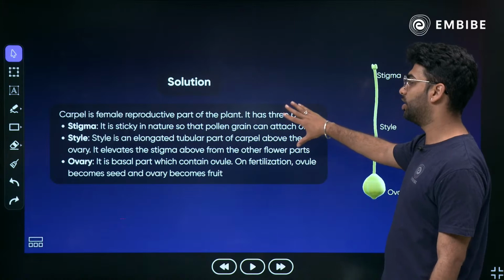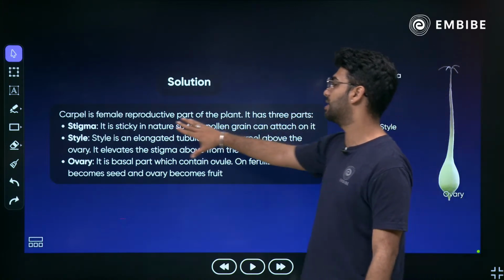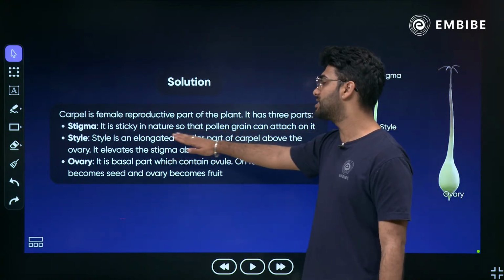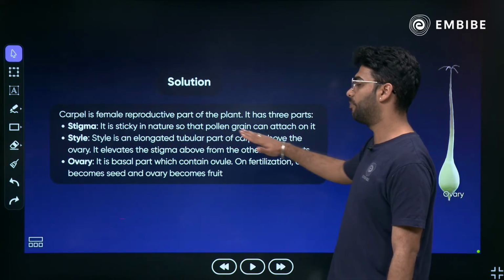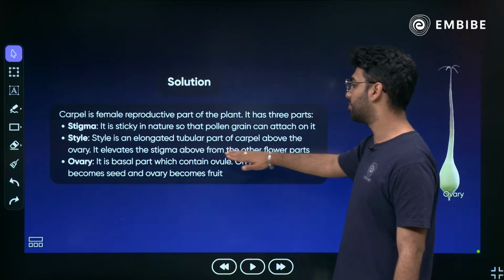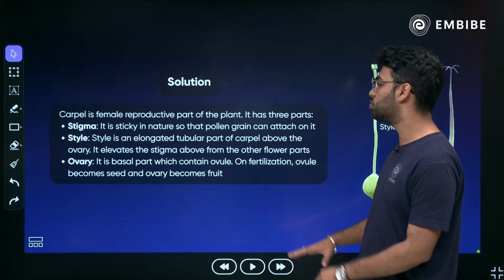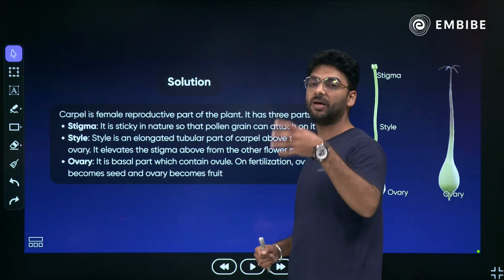Carpel is the female reproductive part of the plant. It has three parts: stigma, sticky in nature, it attaches the pollen. Style is the elongated tubular part of the carpel above the ovary. It elevates the stigma above the other flower parts. Ovary is the basal part which contains ovules. On fertilization, the ovary becomes a fruit.